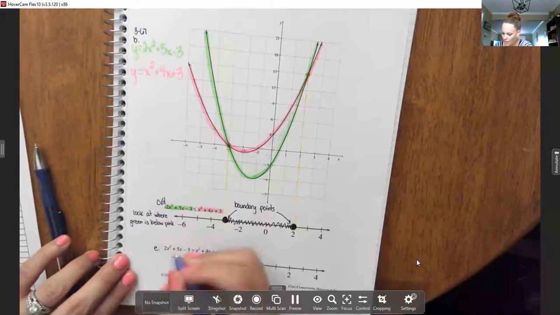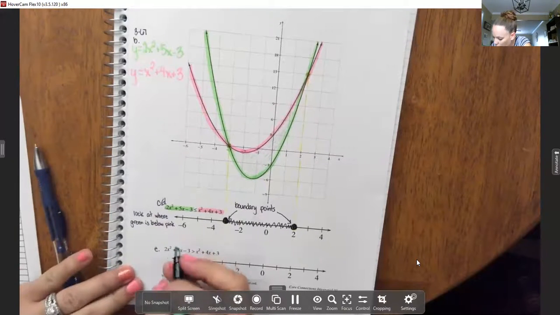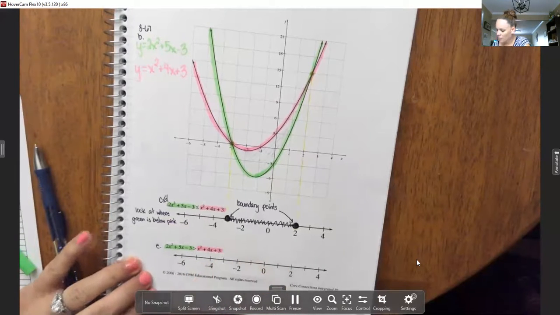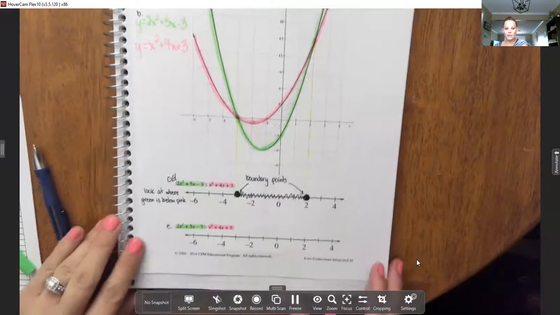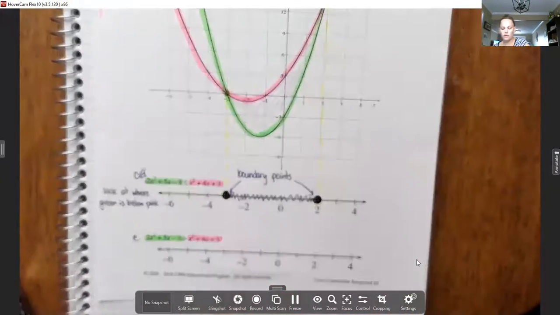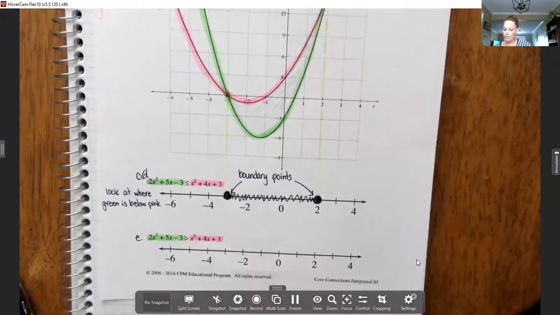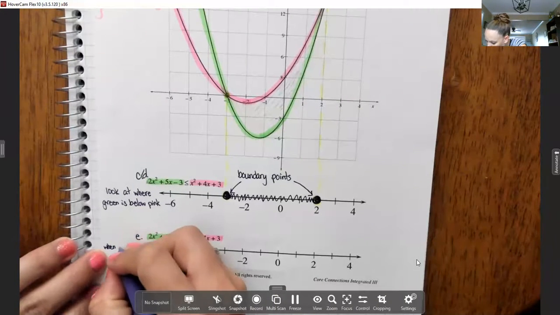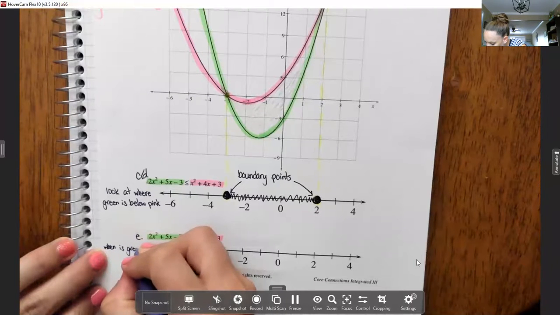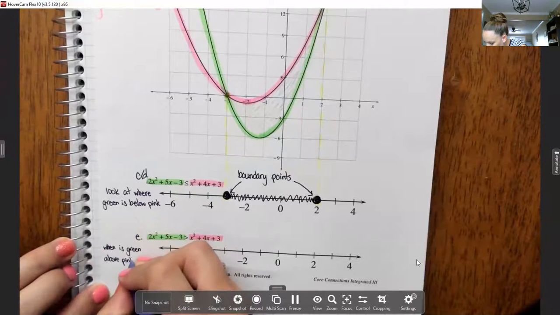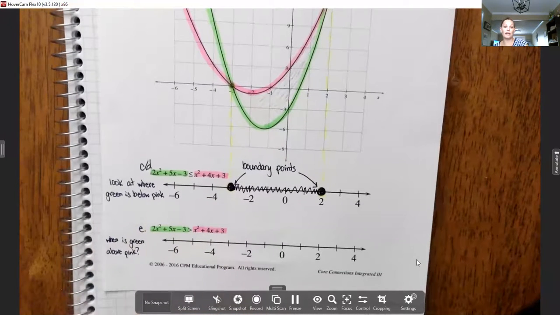This one here is part E. Same idea. These, if you notice, it's the same inequality, but the inequality sign here is flipped. So now we want to know when is green above pink. Essentially, that's what you're asking yourself.